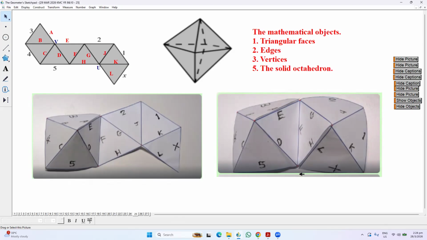So now we can rotate around the edge F, and it can be seen X will be joined to H5. End of the video.